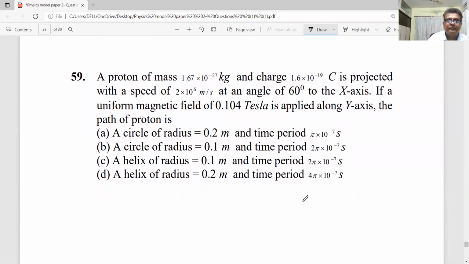Fifty-ninth question. A proton of mass 1.67 × 10^-27 kg, charge 1.6 × 10^-19 coulomb is projected with a speed of 2 × 10^6 meter per second at an angle of 60 degrees with the x-axis. A uniform field of 0.104 Tesla is applied along the y-axis. The path of the proton is?